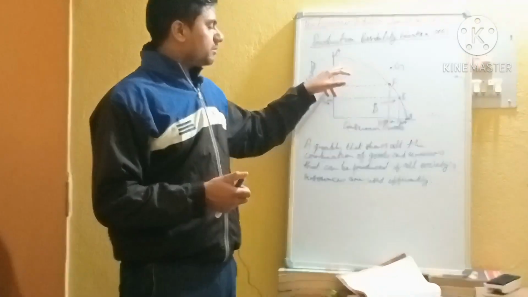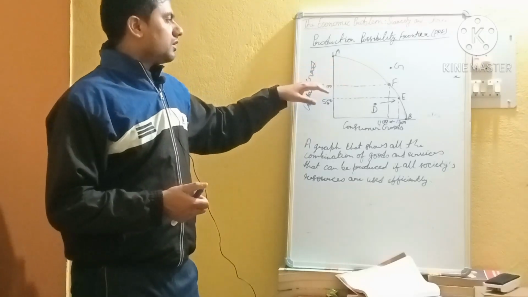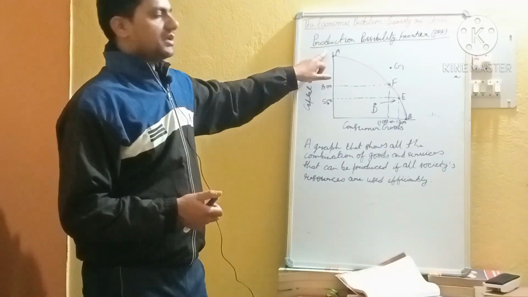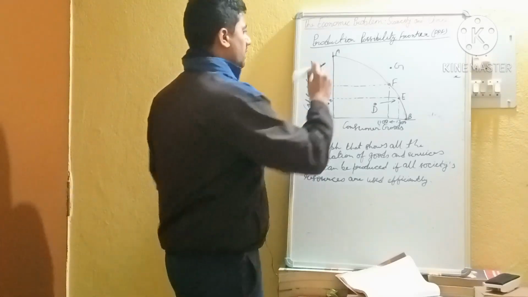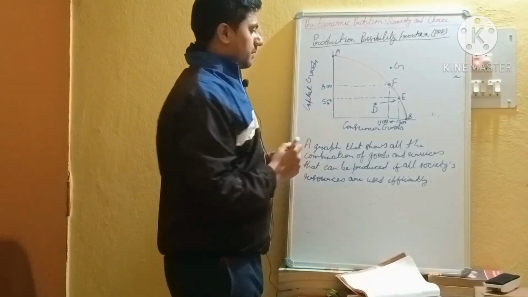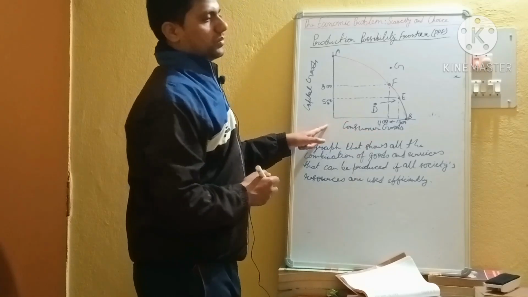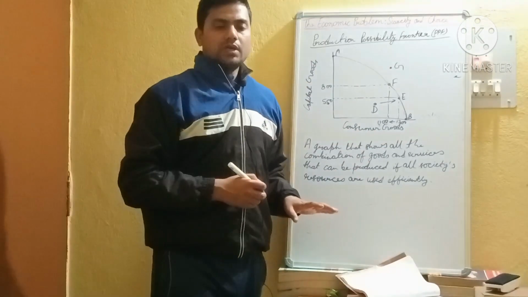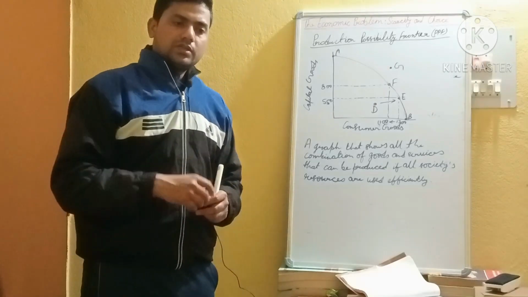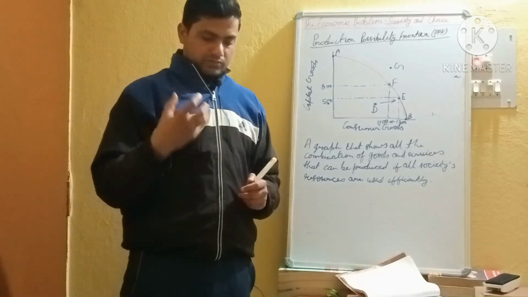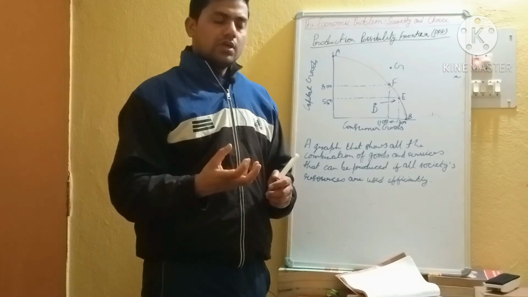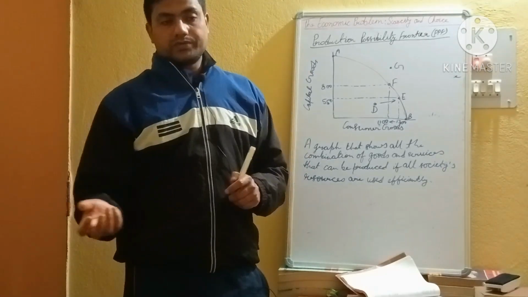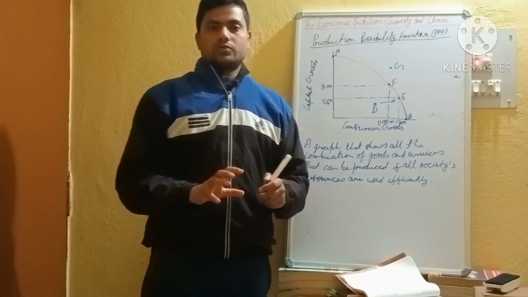That is efficiently used. But at point A, we are getting only capital goods, but no consumer goods. Society needs both capital goods and consumer goods. That means we need a combination of these two.